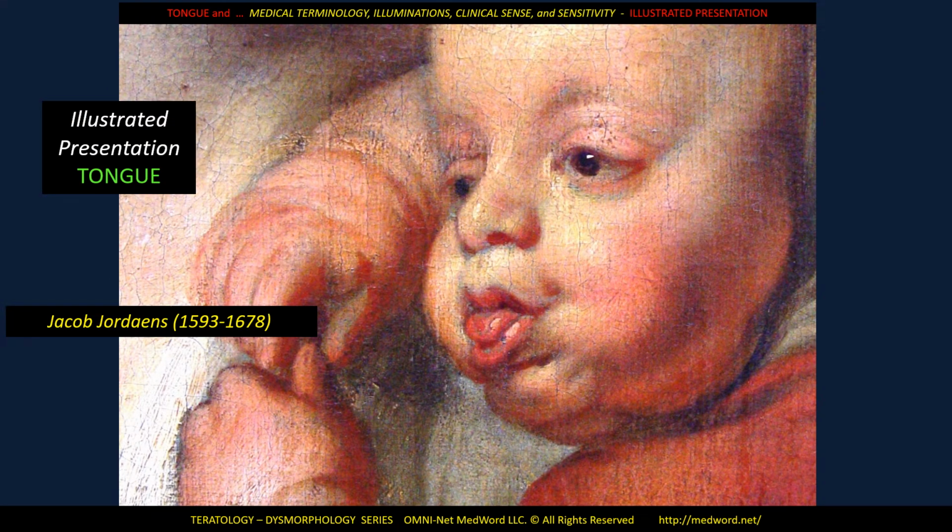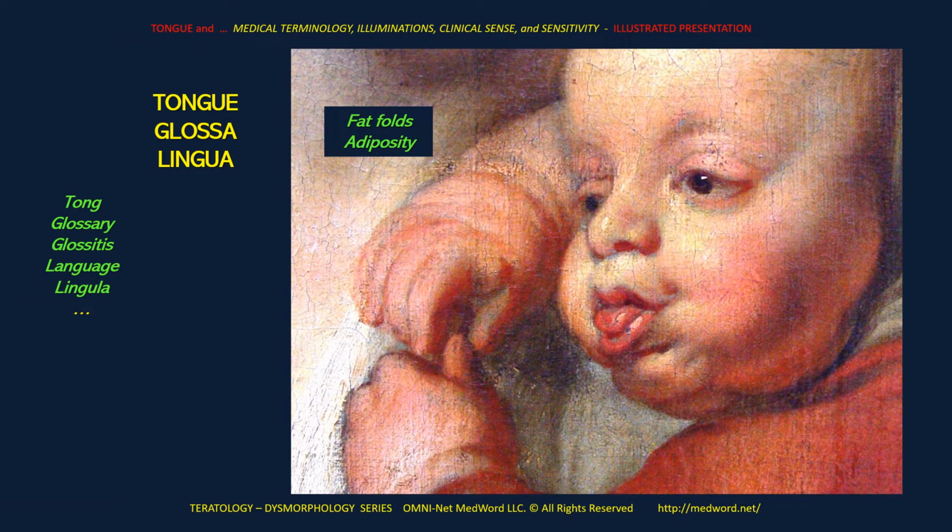It is self-evident that this illumination by Jacob Jordaens calls our attention to the tongue. The term tongue is related to a likewise sounding word in English, tongue, which is a pincer, an instrument to grasp. The tongue in our oral cavity grasps the food to push it toward the esophagus.